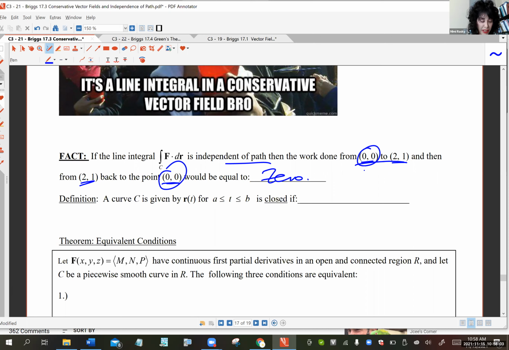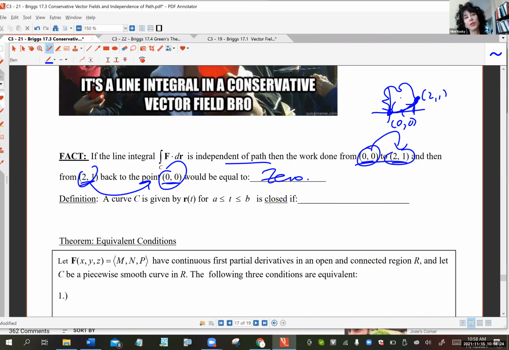Wait a minute, I thought the path went from (0,0) to (2,1), and then from (2,1) back to (0,0). You know, so somehow it went from (0,0) here to the point (2,1). Somehow, we don't know if it's a straight line or not. And then we came back again, but it doesn't matter. The work done would still be 0. Wow, that's weird.